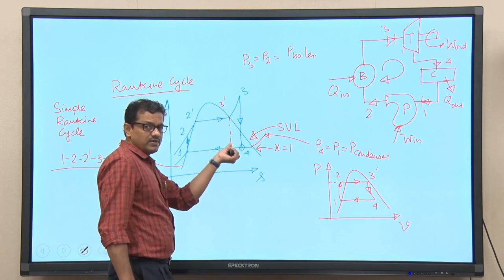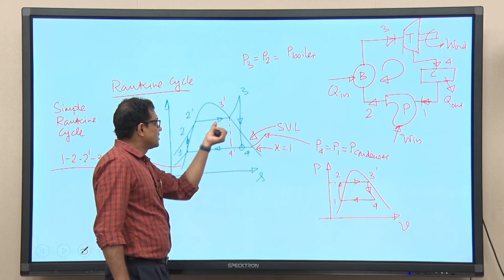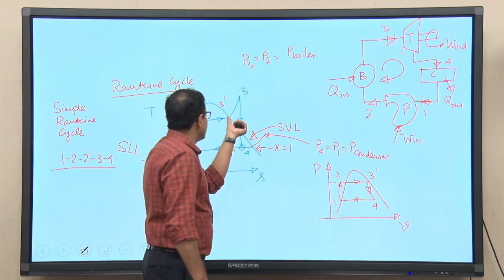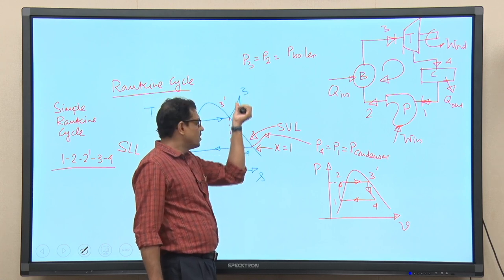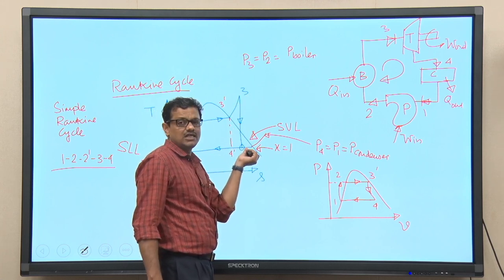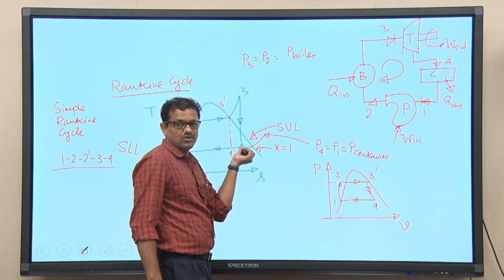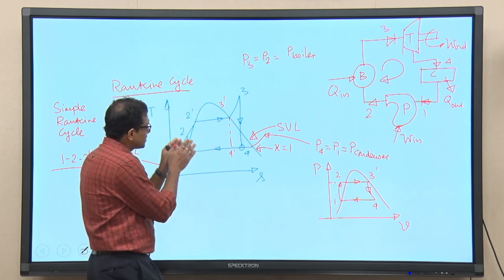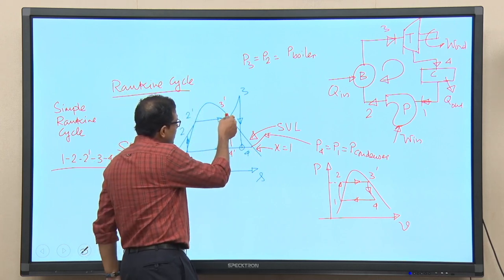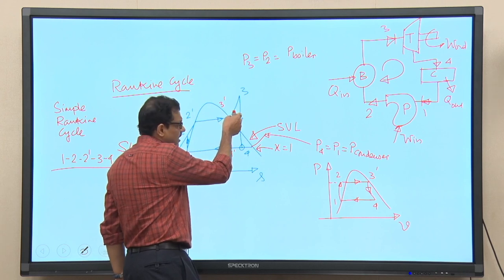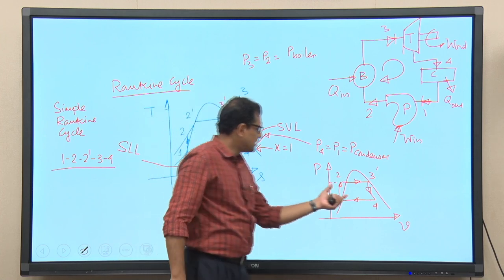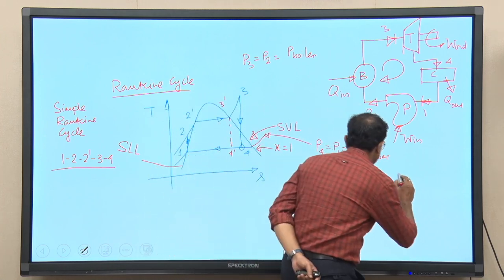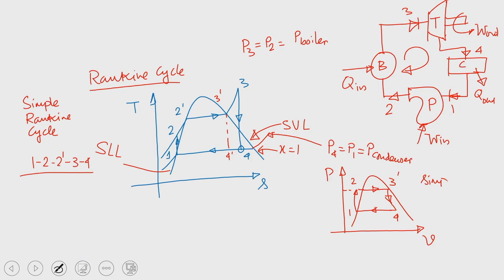Now, provision is there in the cycle that we can superheat steam even beyond 3 prime up to 3, essentially to increase the quality of steam at the exit of the turbine. In the simple Rankine cycle, we can heat up to the saturated vapor line, then we can allow steam to expand isentropically. So, this is the PV diagram for the simple Rankine cycle.